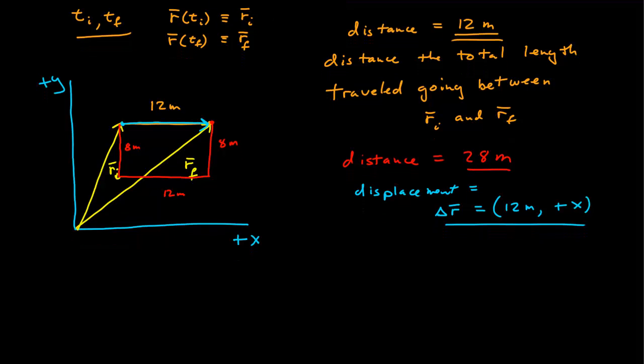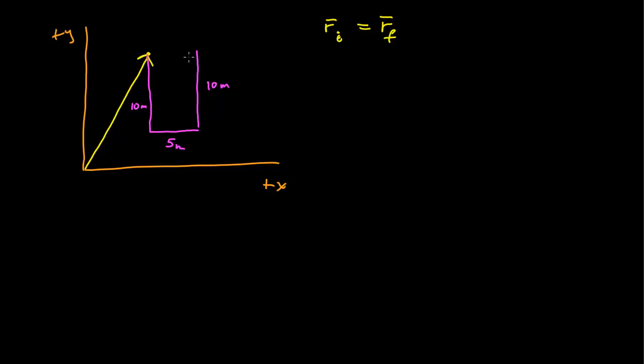So let's look at a different plus x, plus y system, and in this case we're going to say that our initial vector is equal to the final vector, and the path traveled by the particle went down 10 meters, then went over 5 meters, then went up 10 meters, and then over 5 meters.